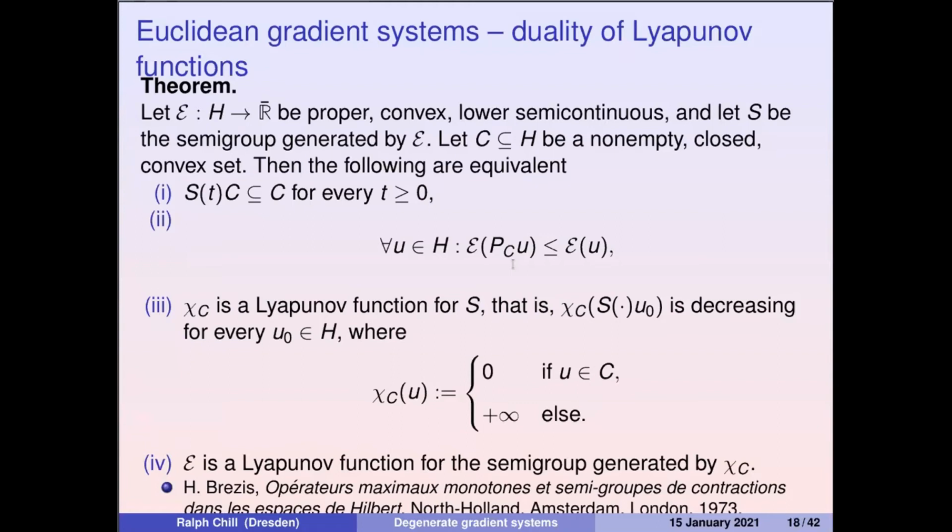One can also formulate this in a different way by saying that the indicator function of this convex set, which is 0 on the convex set and plus infinity outside, is a Lyapunov function, so it's decreasing along solutions. That's written in assertion 4.